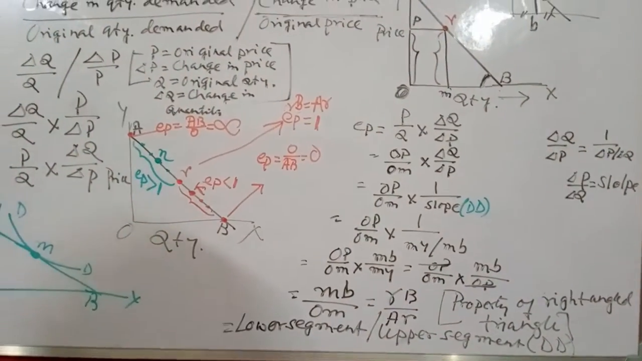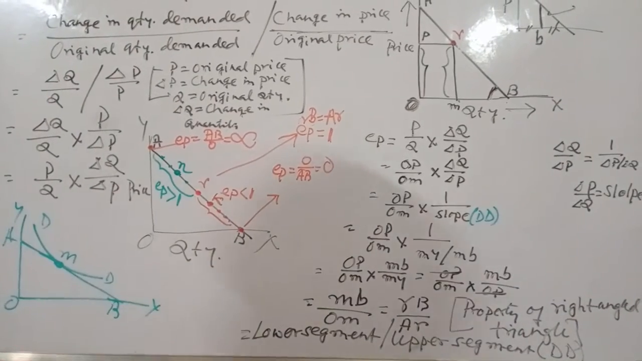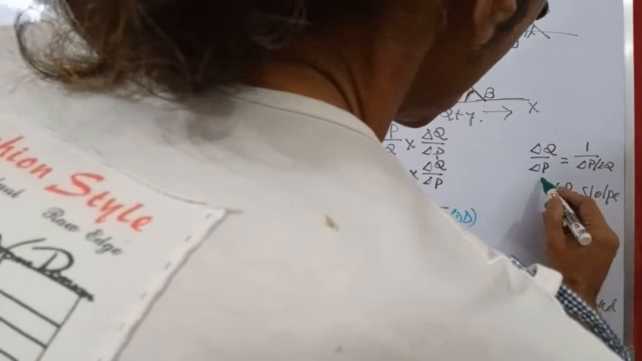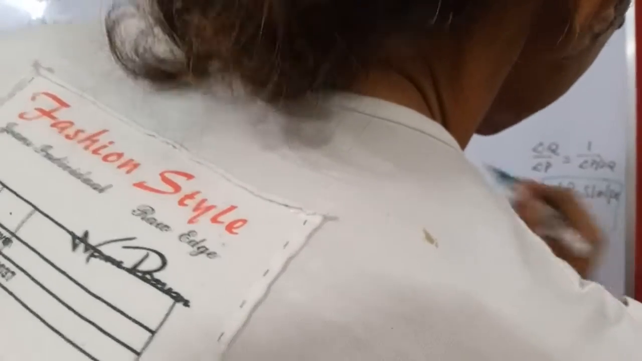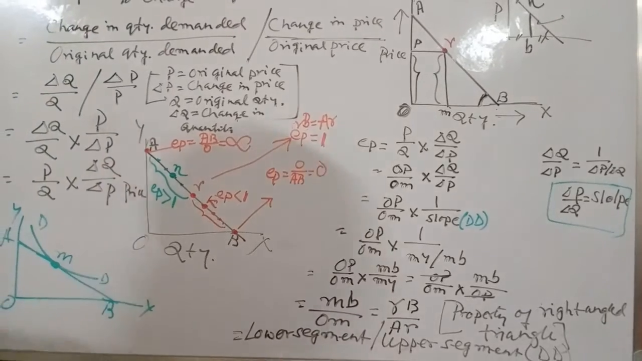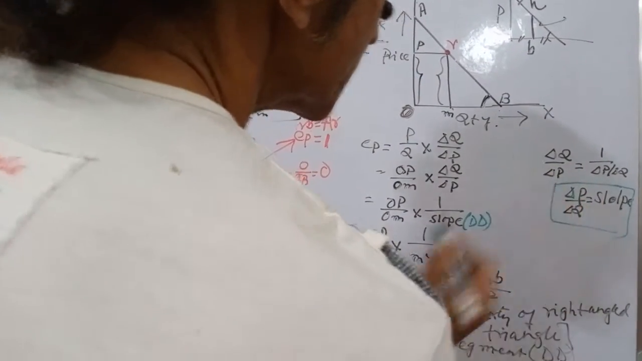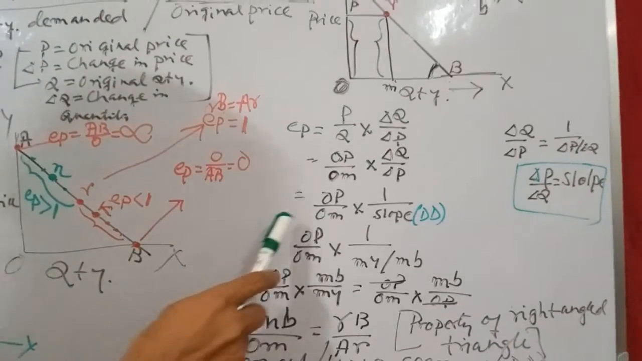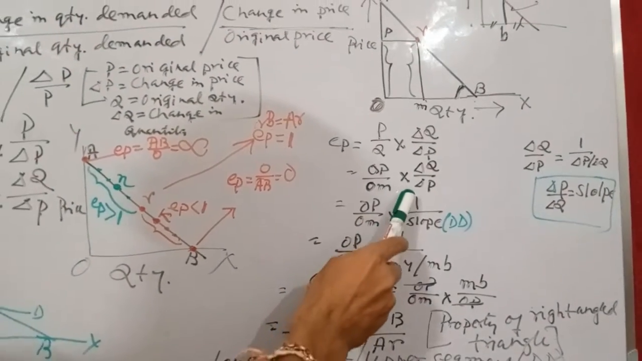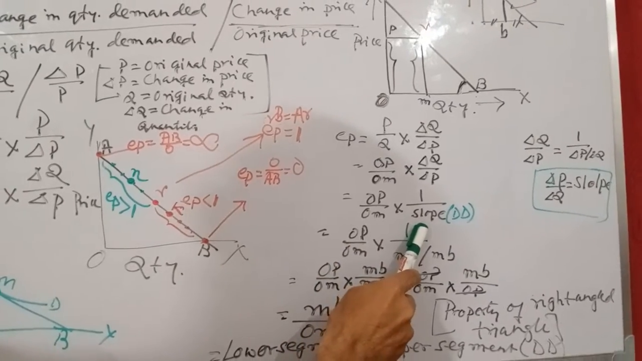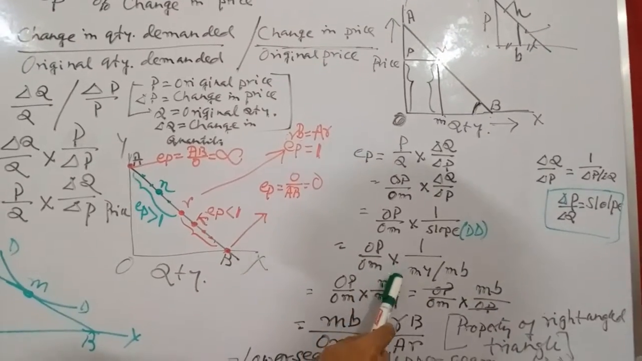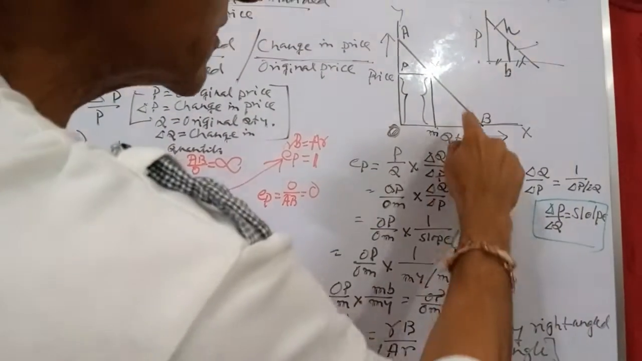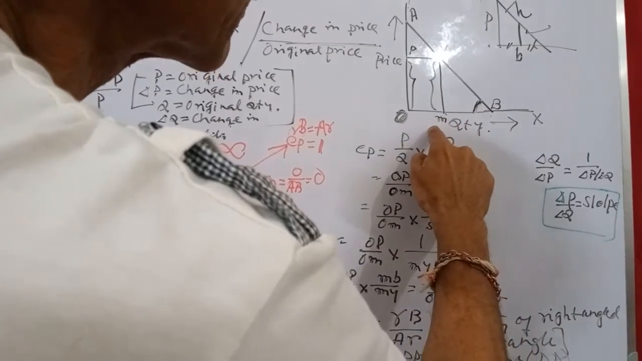1 by slope of the demand curve. Why? Because slope of the demand curve is dP by dQ. This is the slope of the demand curve, delta P by delta Q. So we have written here OP by OM into 1 by slope, that is OP by OM into 1 by, what is the slope of the demand curve? That is tan of this angle, tan of RBM.